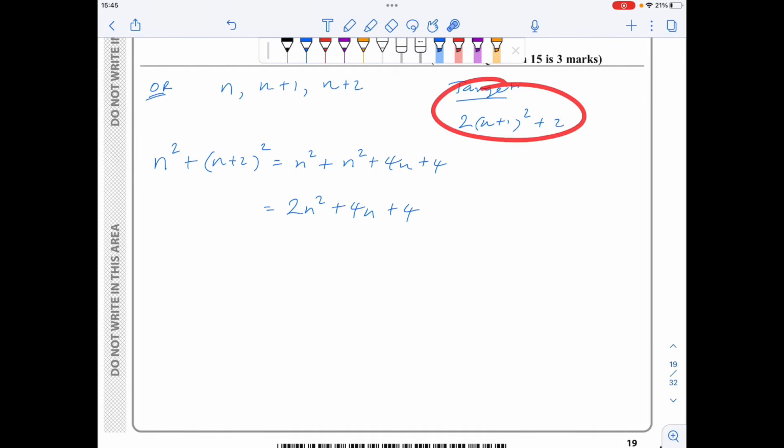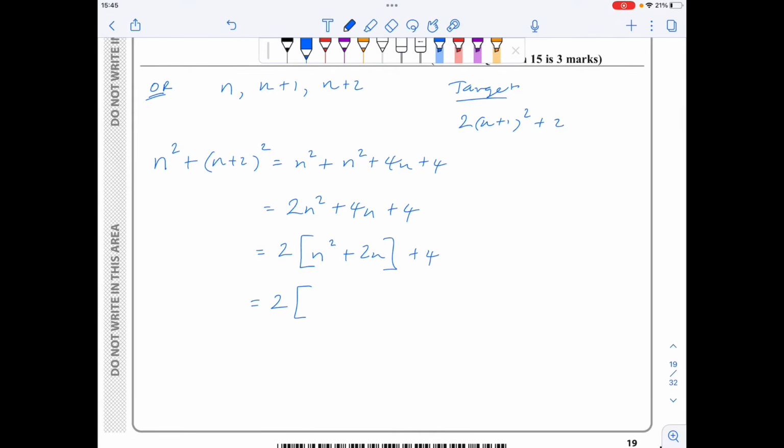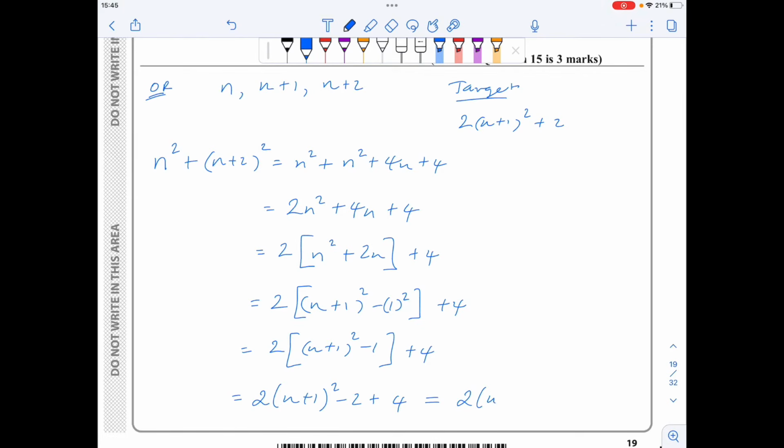And to get to my target, I'll need to complete the square. So 2n squared plus 4n plus 4. Completing the square will give me 2 times n plus 1 squared minus 1 squared plus 4. This is equal to 2 times n plus 1 squared minus 1 plus 4. And if I remove the square bracket, that's 2 times n plus 1 squared minus 2 plus 4. And finally, this will give me 2 times n plus 1 squared plus 2, which is equal to my target, hence proved.